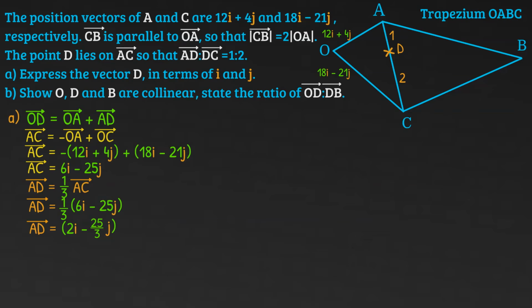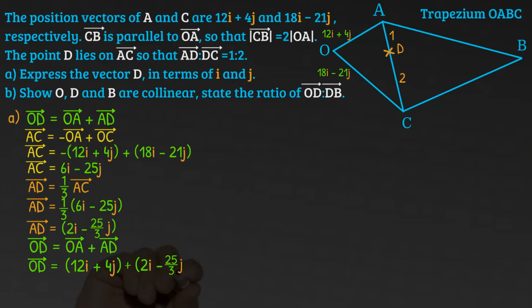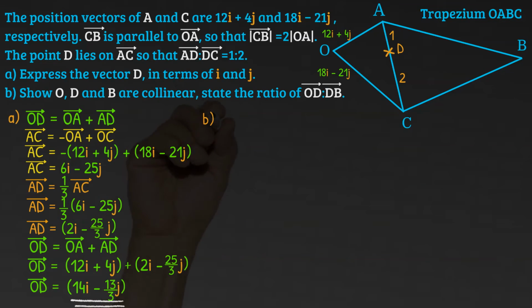So now we can put the values in for OD equals OA plus AD, and we get 14i minus 13/3 j. Next, we need to show that OD and B are collinear, which basically means they're on the same line. So we want to find the vector DB and OD and compare them. Now first we'll find the vector DB. Now for this we need to find the vector DC and CB.